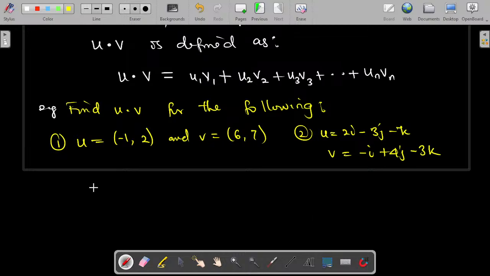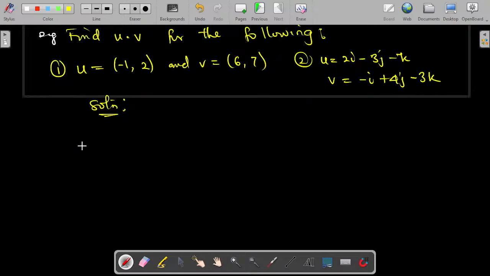All right, so solution, what are we expected to do here? They're asking us to find the dot product. Okay, so for number 1, the dot product of U and V is simply going to be, you pick your U1, which is the first component, that's minus 1 times the V1, which is 6, then plus you pick the U2, which is 2, multiplied by your V2, which is 7. There is nothing difficult here.